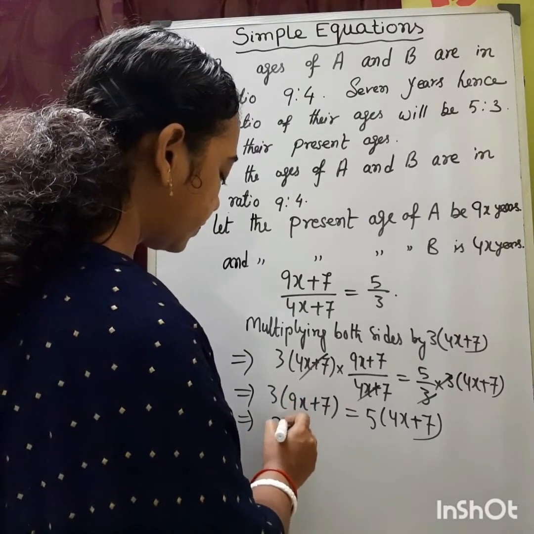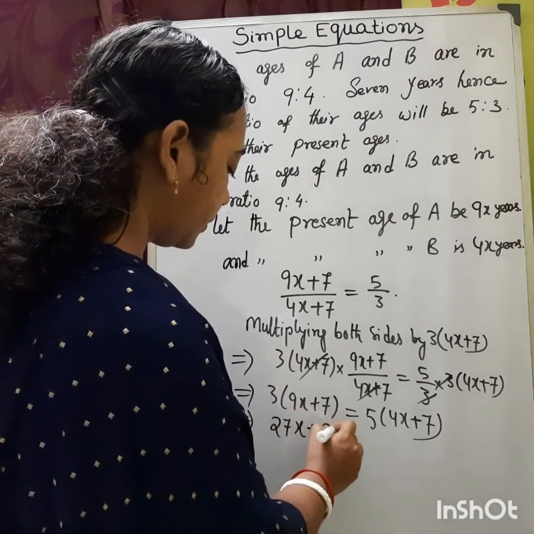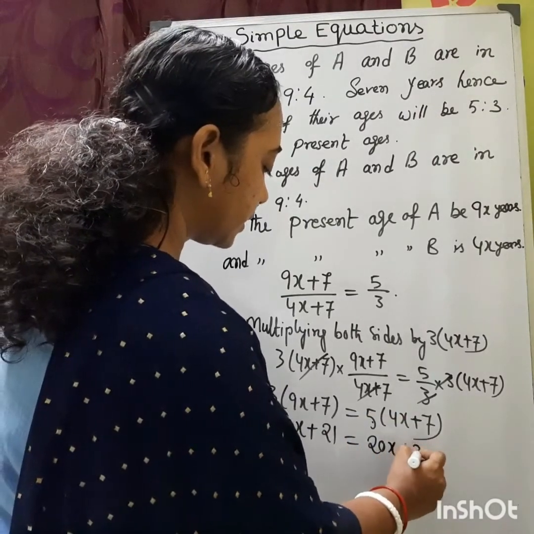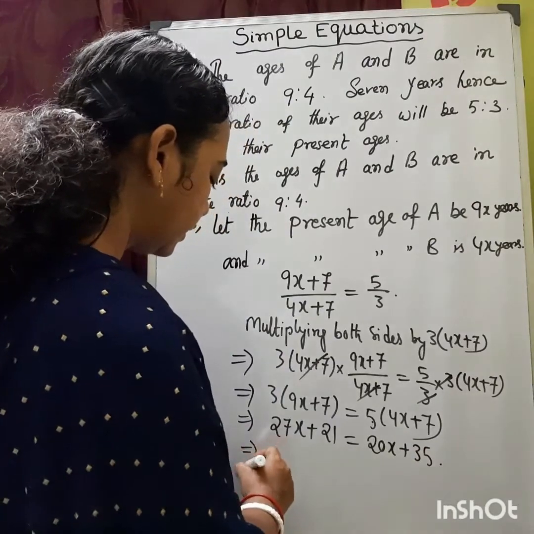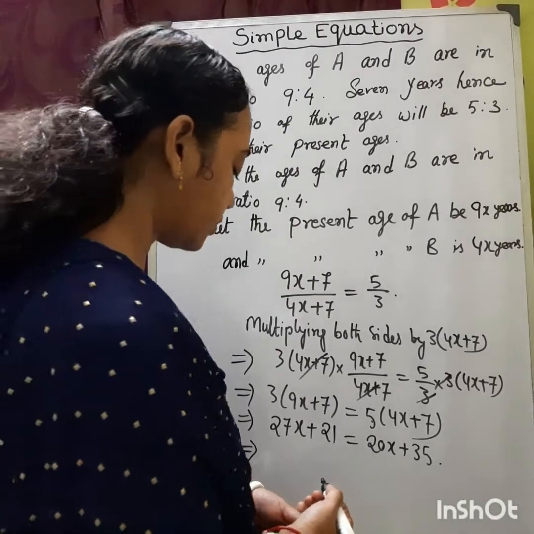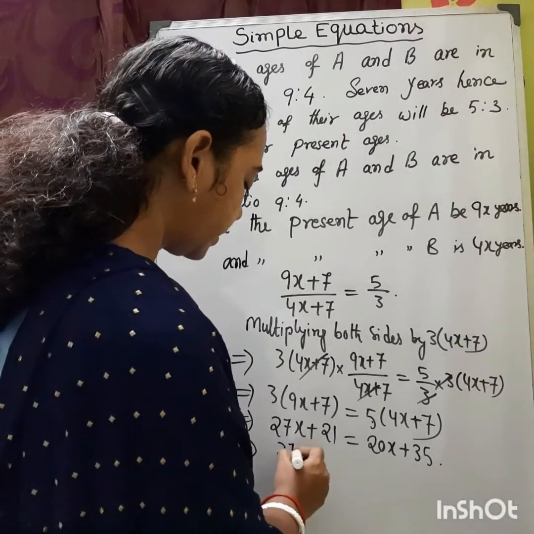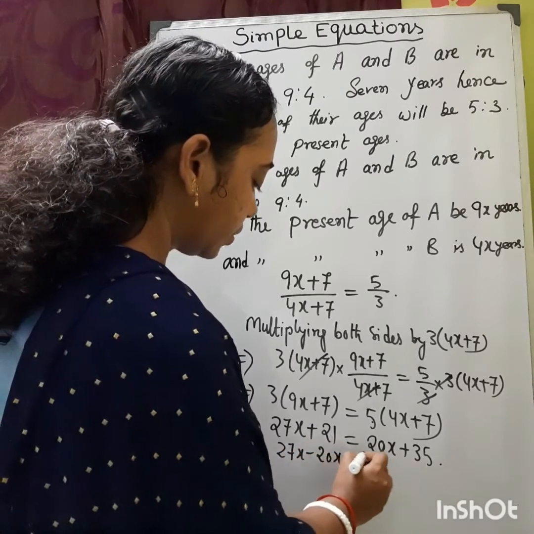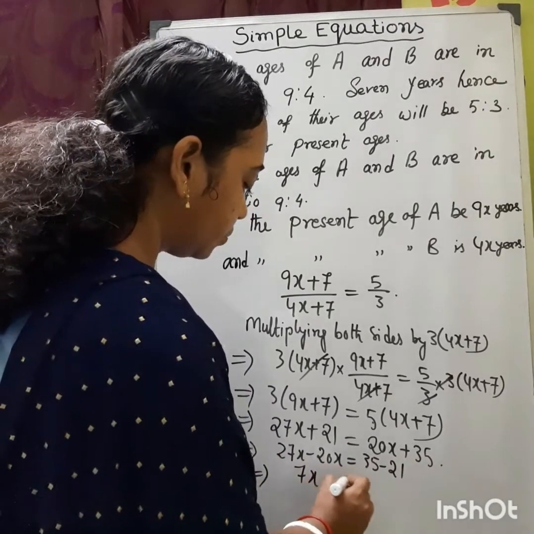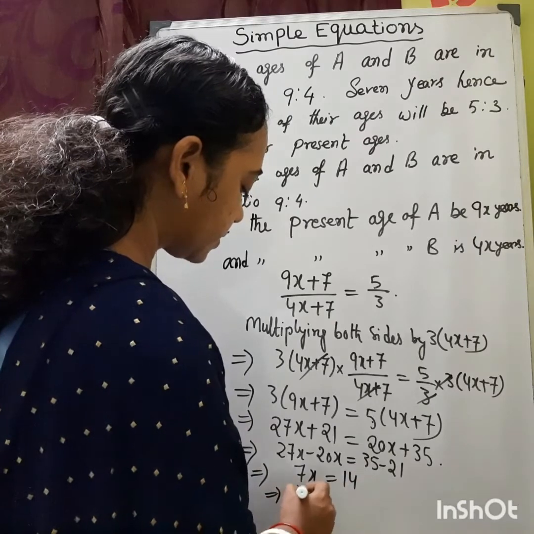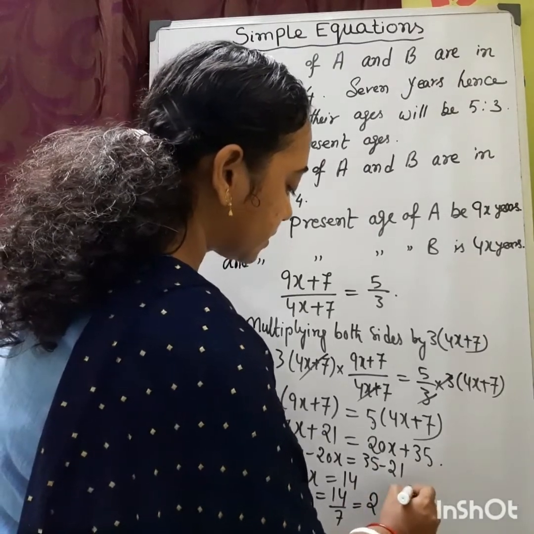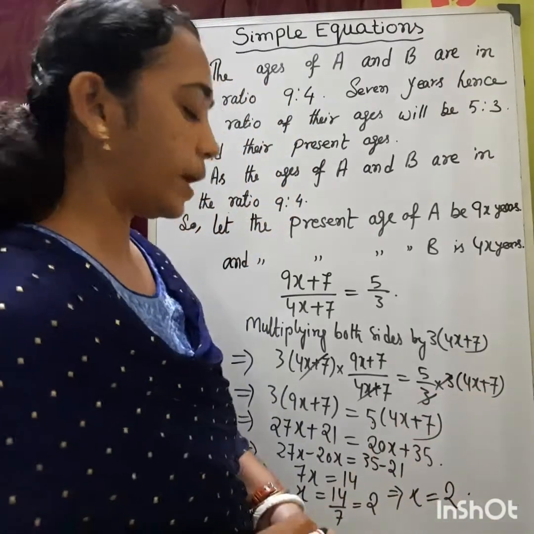So this becomes 27x plus 21 is equal to 5 into 4, that is 20x, plus 5 sevens are 35. So separating the like terms, that is variables on the left hand side and constant terms on the right hand side, we get 27x minus 20x is equal to 35 minus 21. So this implies 7x is equal to 14. This implies x is equal to 14 by 7, that is equal to 2. So here we are getting the value of x as 2.